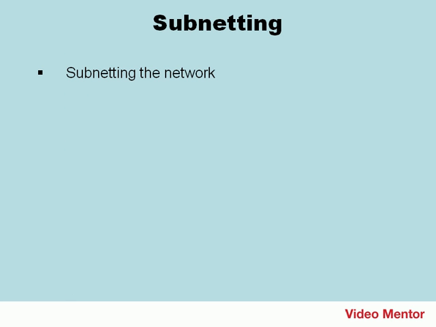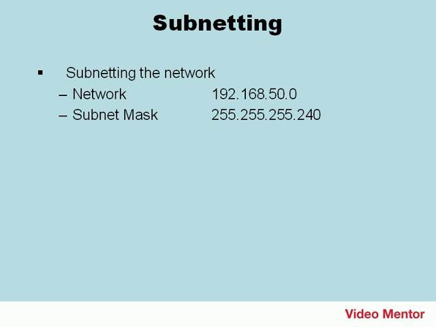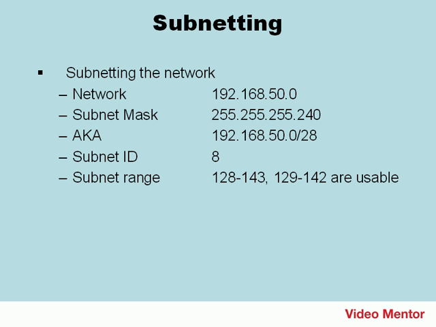Let's go ahead now and subnet the network. We're going to use the network number 192.168.50.0 and the subnet mask we just showed before, 255.255.255.240, otherwise known as 192.168.50.0/28. The subnet ID I want to use is 8. So the subnet range is 128 to 143, and the usable IPs in that range is 129 to 142.